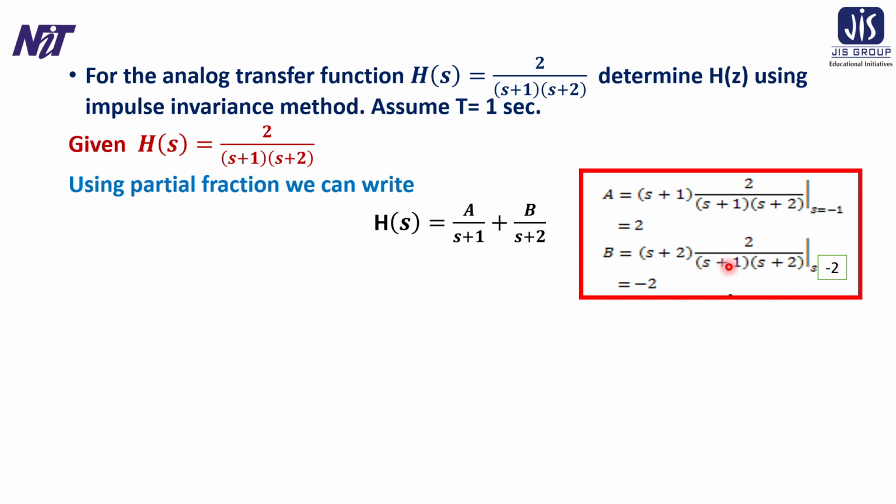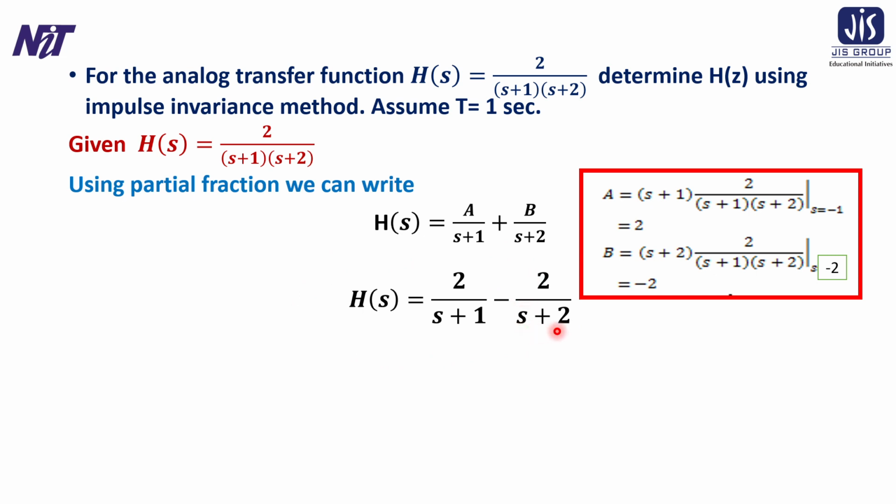So minus 2 plus 1, that is minus 1. So B becomes minus 2. So H(s) becomes A = 2/(s+1) + (-2)/(s+2), taking the minus outside. So 2/(s+1) - 2/(s+2). So it looks like this: H(s) is 2/(s+1) - 2/(s+2).